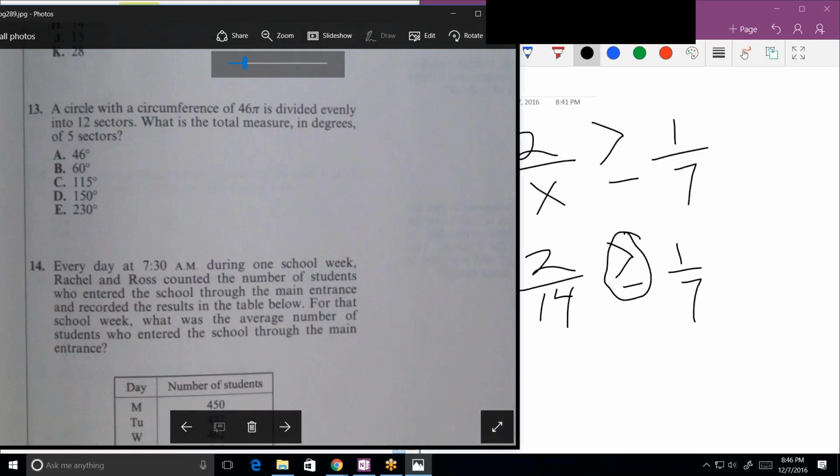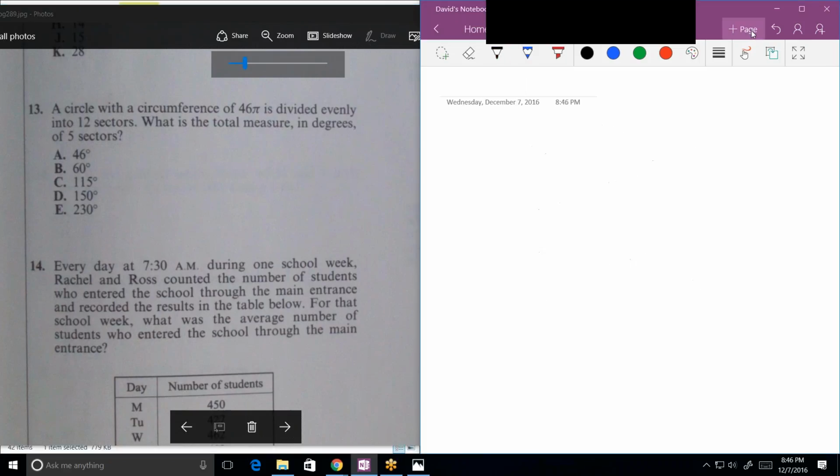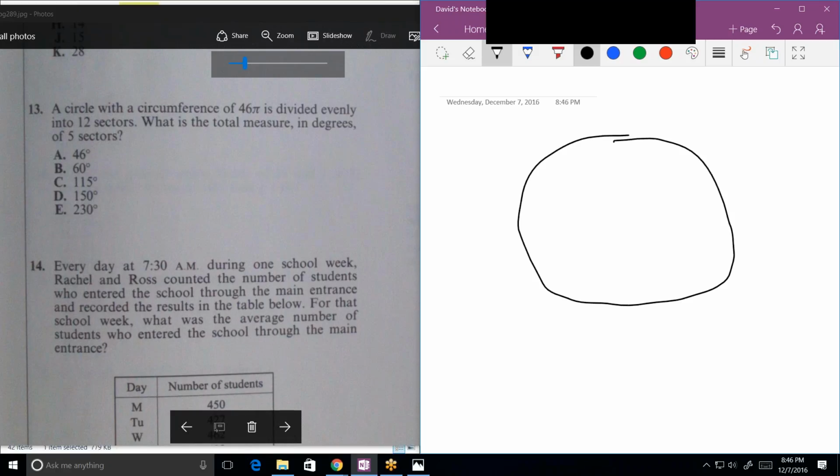About 13. Circumference. Good. 6 pi is divided evenly into 12 sectors. What is the total measure in degrees of 5 sectors? Now be careful, because the test is famous for giving you information that's not needed. This is a perfect example of it.